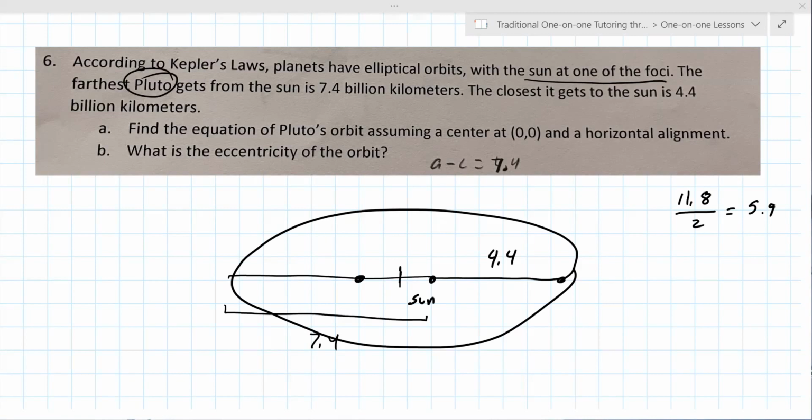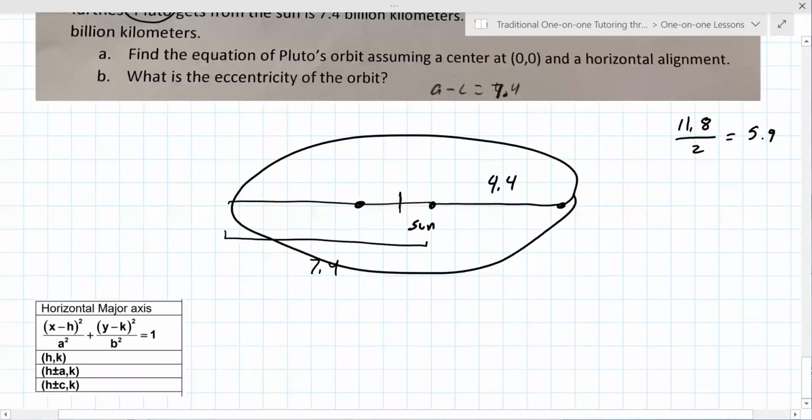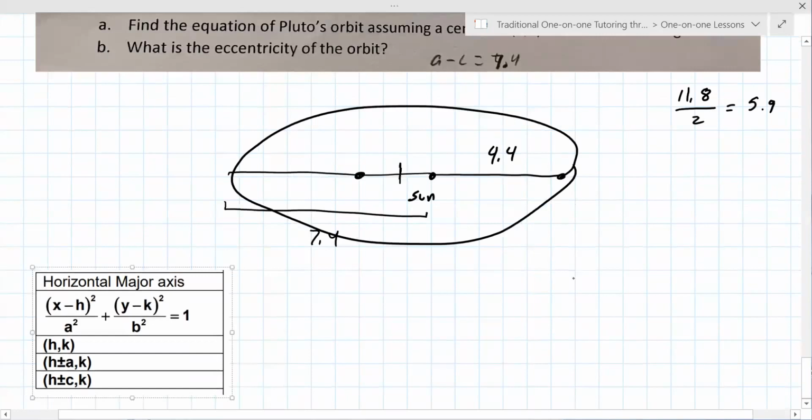Okay, so this one has a horizontal major axis. So you gotta have your equations here to be able to do this. There's 5 things you gotta find here: H, K, which you know are both 0, and then A, B, and C.